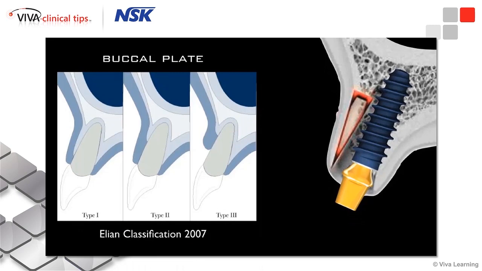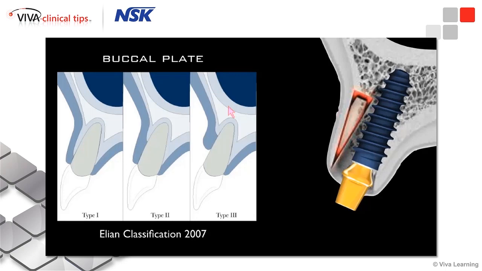So Nick Elian described the buccal plate in 2007, and he broke them down into three separate classifications: type 1, 2, and 3. Type 1, we have the buccal plate even with the lingual or palatal portion. Type 2, where the bone has receded on the buccal halfway down, so now it is below the palatal lingual portion. And type 3, which is where it's beyond that halfway point. It's about 25% of the bone remaining compared to the palatal lingual portion.